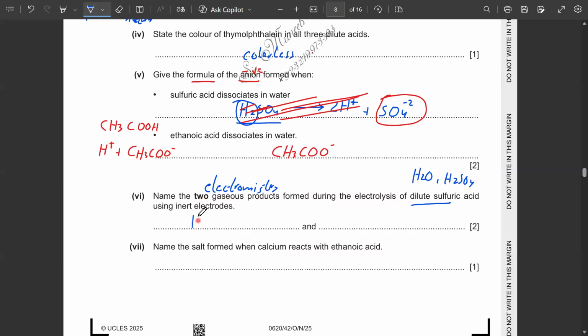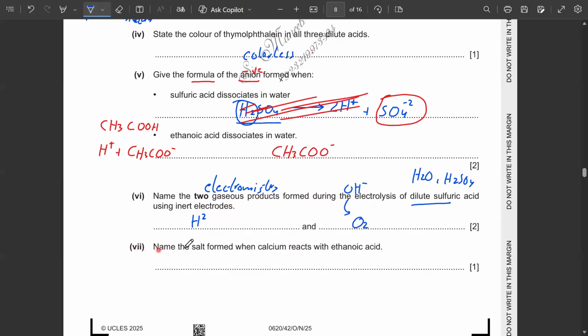gaseous product formed will be the hydrogen gas through the hydrogen ions, and the other one will be the oxygen gas through the hydroxide ions. Hydroxide ions produce the oxygen gas at the electrode.